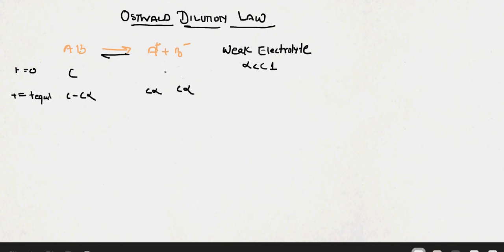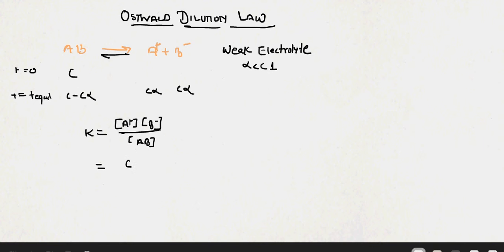Why are we doing this? Because it's a weak electrolyte. It's not possible that the whole molecule dissociates completely; there must be some molecules remaining in the solution. So now the reaction is at equilibrium, and we can write its equilibrium constant. K is equal to the concentration of products, that is A plus into B minus, upon the concentration of AB.